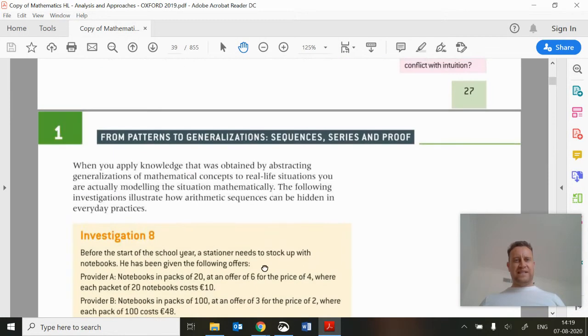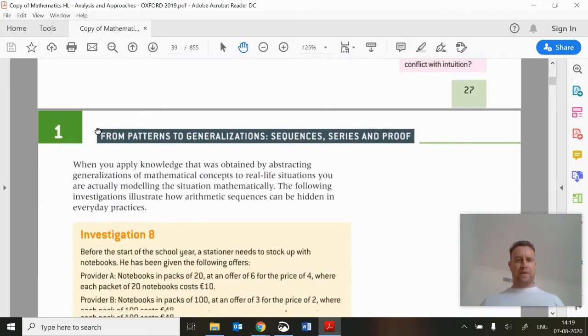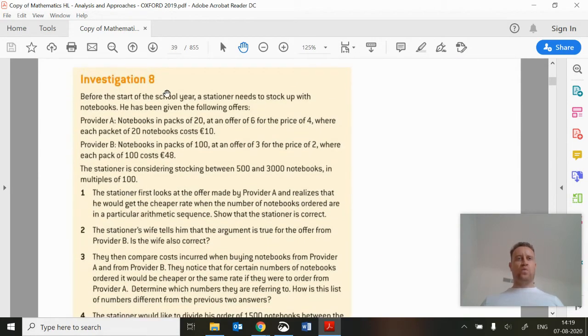Okay, this is 1D. It's 1D from the IB AA Maths course from the Oxford book. So we've got a couple of investigations before 1D. And previously, of course, we've done work on sequences and series, and 1D is the last amount of work that we're going to do on this, and it's problems in context. So we're talking about either geometric sequences or arithmetic sequences, GPs or APs, in context.